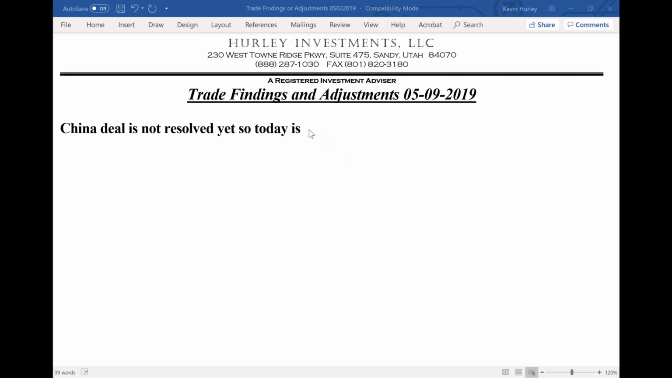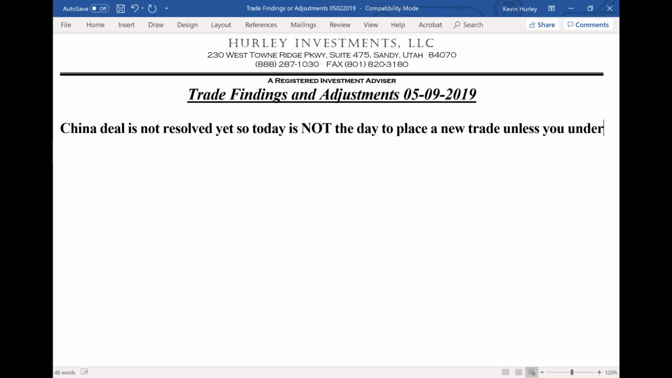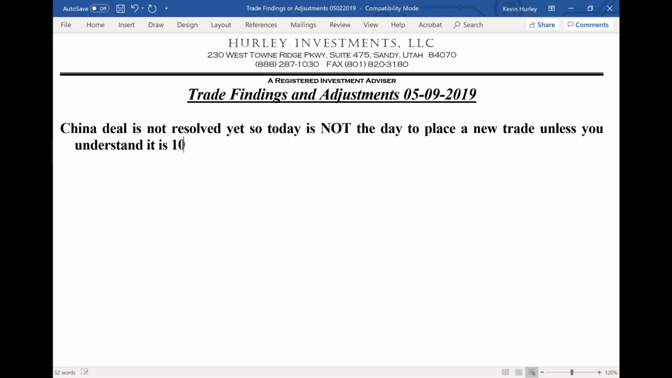I'm going to go ahead and say today is not the day to place a new trade unless you understand it is 100% speculative. Good spelling there, huh?